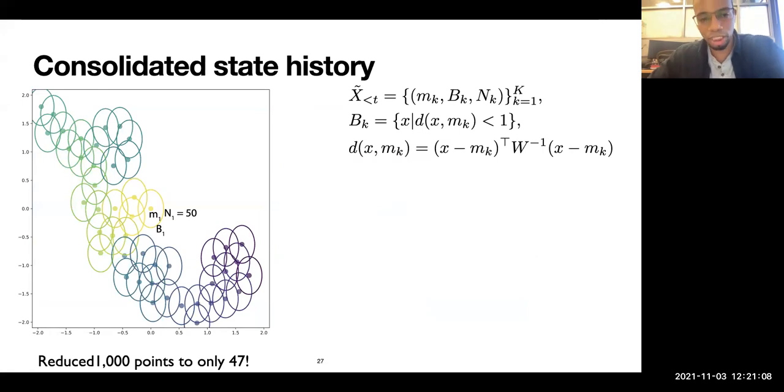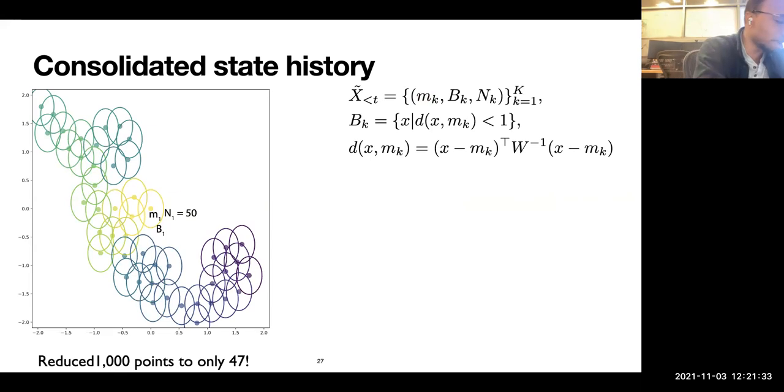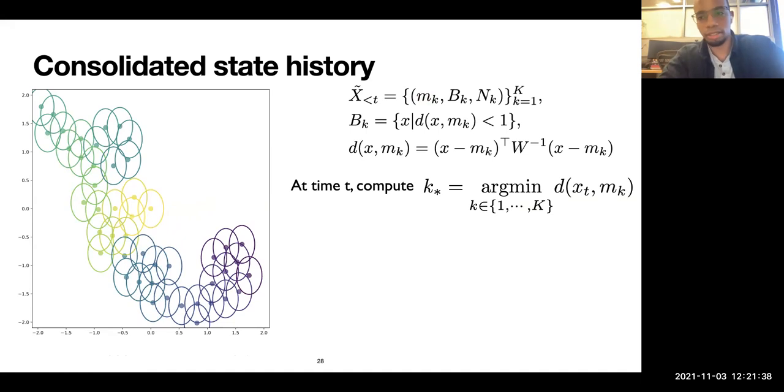Instead of remembering every single point, the agent is now going to remember a set of landmarks, denoted by this tuple here. M_k is the landmark center, so in the figure, each of these dots is a landmark center. The B_ks are regions of interest, which in the figure correspond to these circles. And each region of interest maintains a visitation count, denoted by N here.